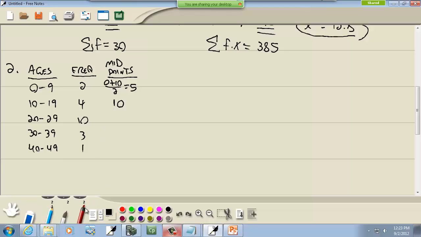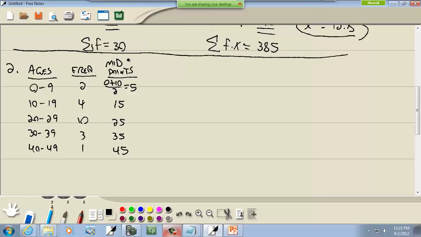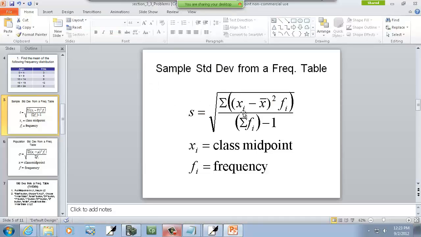Ooh. Okay, obviously I can't do basic math today. 10 plus 20 is 30. 30 divided by 2 is, oh yeah, 15. Okay, add 10 over and over: 25, 35, and 45. So those are our midpoints. Those also happen to correspond to our x's from our notation. That's our x.